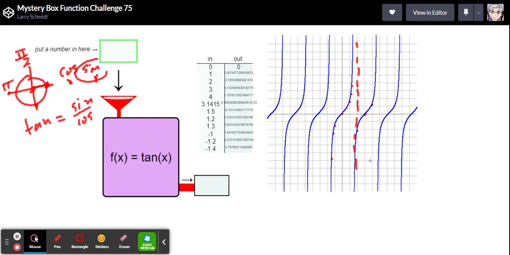Well, how did that go for you? That's the first time we've seen the tangent function. Were you able to deduce that that was a periodic function and that it had something to do with trig?